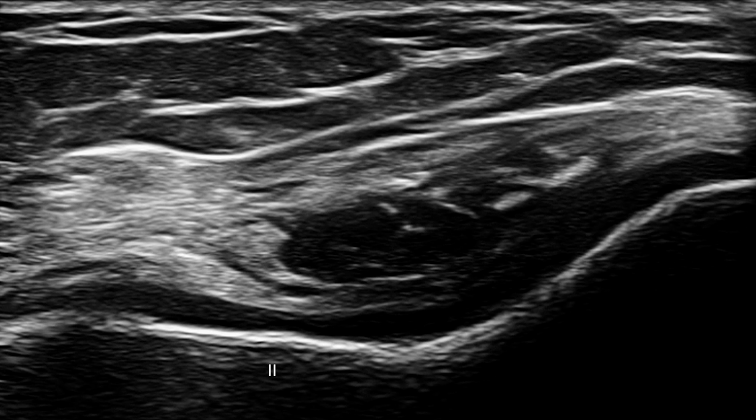Here, a clearer example of grade 2 chondromalacia is visible. Cartilage thickness is reduced and the superficial surface appears slightly irregular. The depth of the defect remains less than half of the normal thickness.